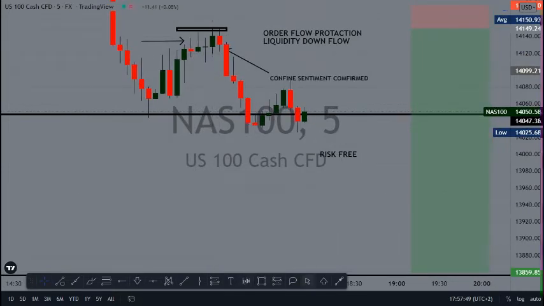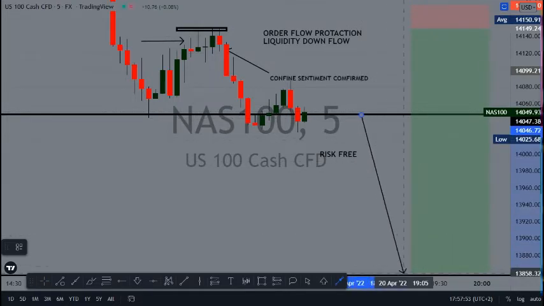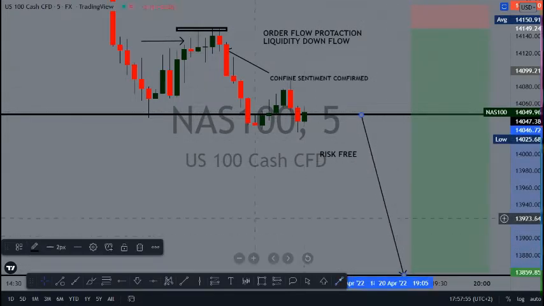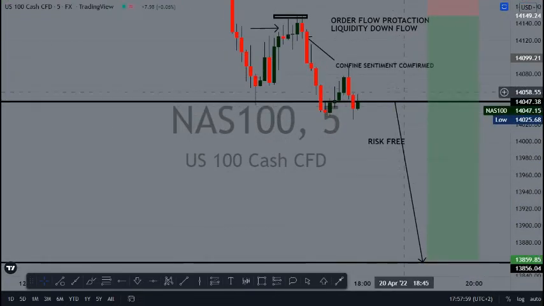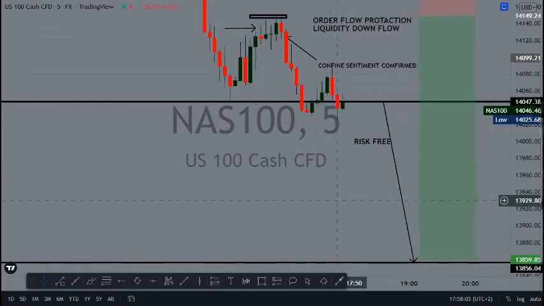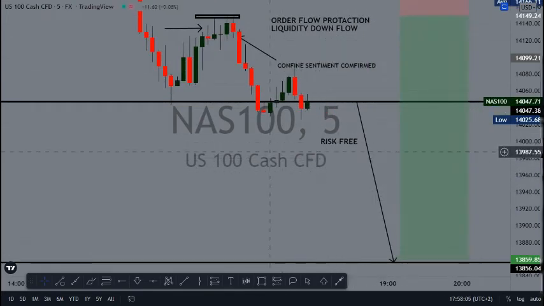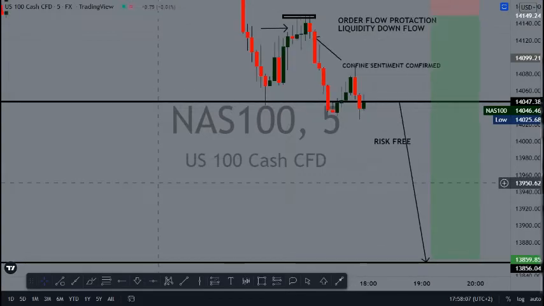So the goal for this trade, I'm actually expecting the market to go until this area. If the market does not go until this area, we're going to see upside momentum. But to me, I feel very confident in this trade because I have multiple confirmations on this trade.